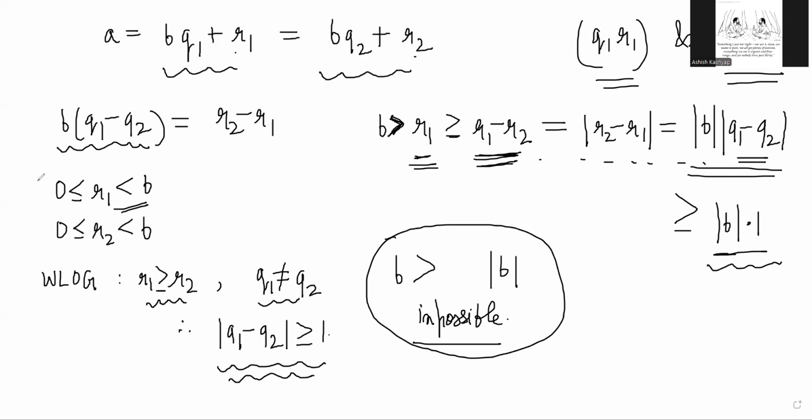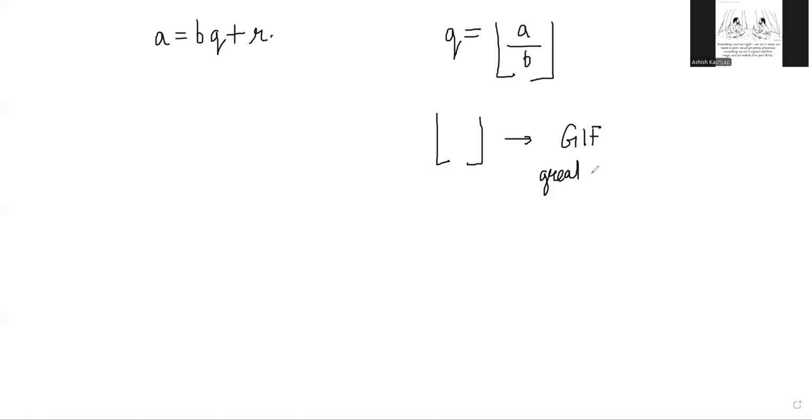And basically, you should also understand that when I'm saying a is equal to bq plus r, here the q value is the greatest integer less than or equal to a by b. Here, this symbol stands for GIF, or greatest integer less than or equal to. Greatest integer less than or equal to.